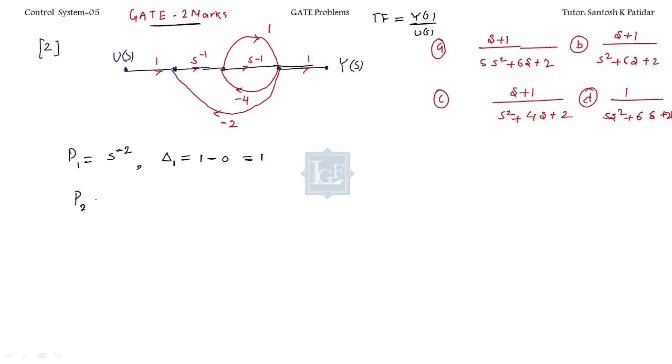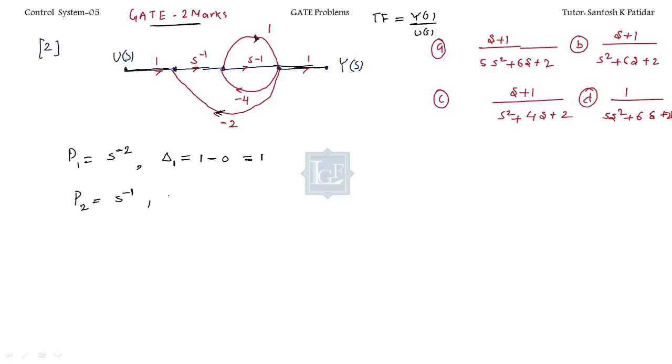This part is over. Let's come to P2. P2 is, you will move like this. Over here you will go, this is the forward direction, so you are coming like this. So you are getting s to the power minus 1. Is it clear? Is there any other forward path? No. You can't go like this, because this is the incoming branch, not a forward branch. So finally you have only 2 paths.